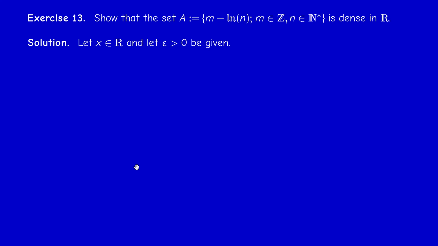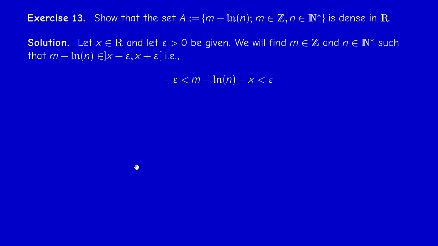But we saw that this is equivalent to saying that the interval (x minus epsilon, x plus epsilon) meets A. Same thing, because (x minus epsilon, x plus epsilon), if epsilon is given, is a neighborhood of x, and any neighborhood contains such an interval of this form. So it's enough to prove that (x minus epsilon, x plus epsilon) meets A at a certain point of the form m minus ln n.